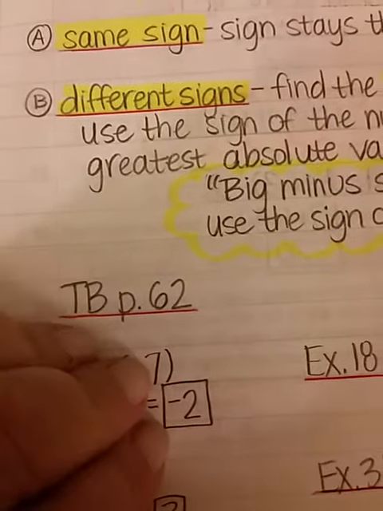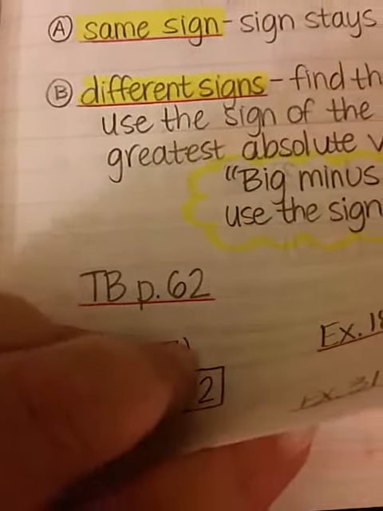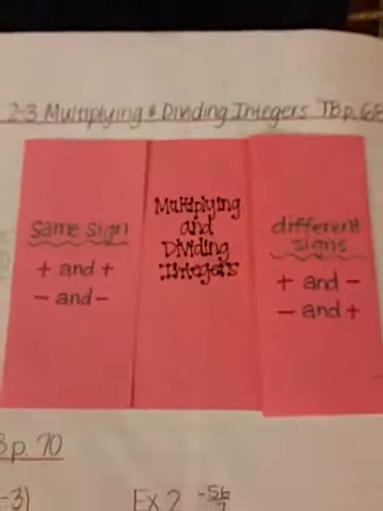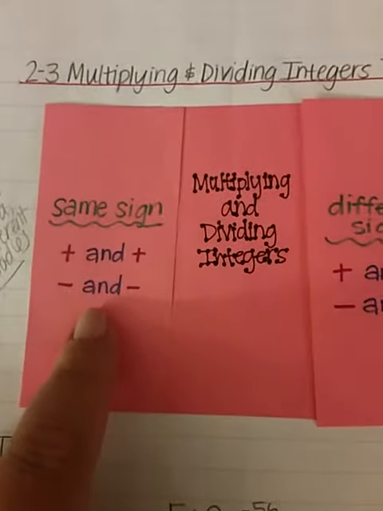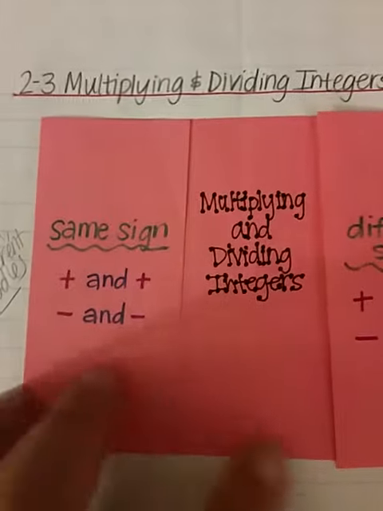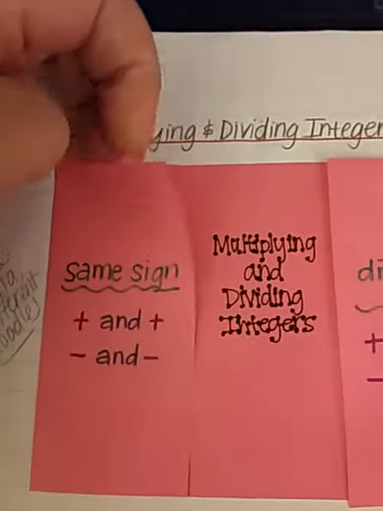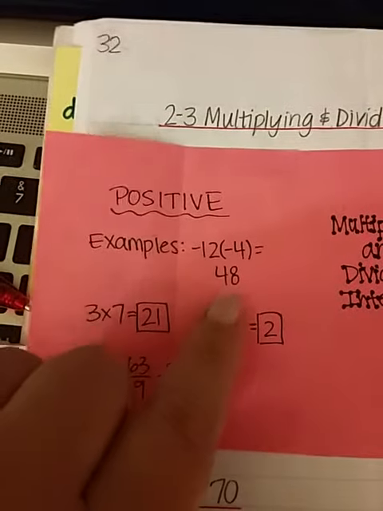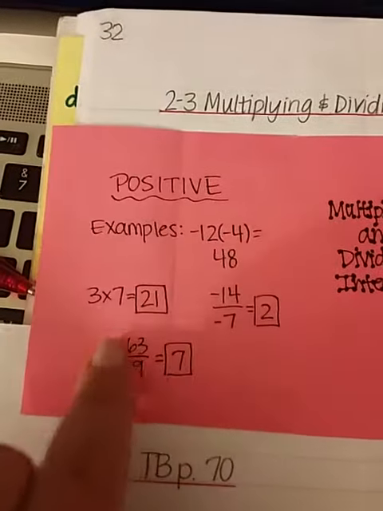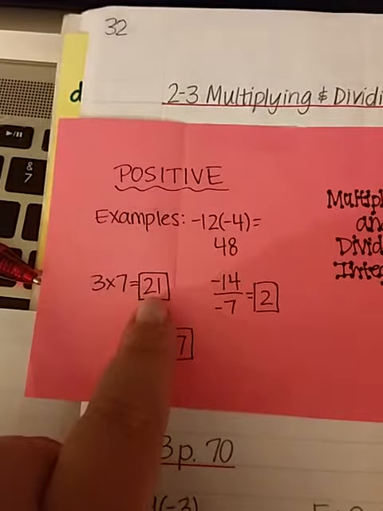Okay, I'm going to flip my notebook to lesson 2-3, which was multiplying and dividing integers. When we multiply and divide integers, whenever we have the same sign, positive and positive or negative and negative, our answer is always going to be positive. So for example, two negative numbers are going to create a positive answer. Two positive numbers are going to create a positive number.